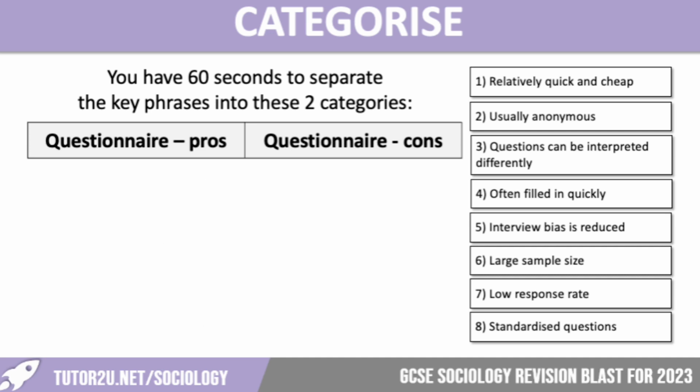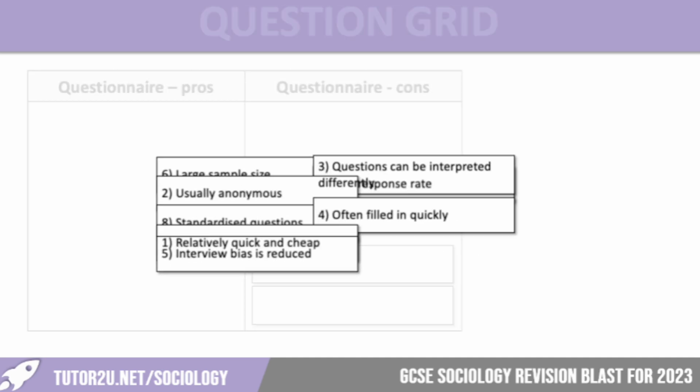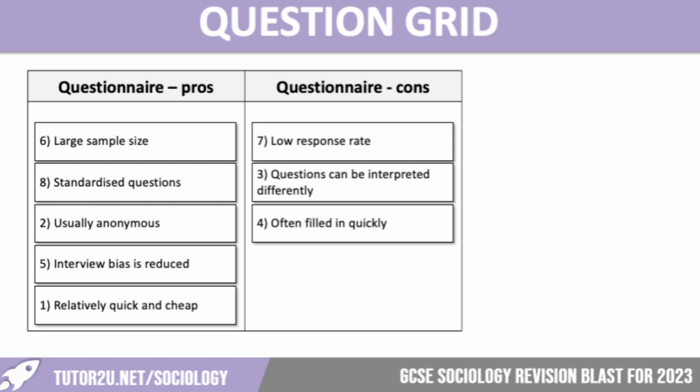Okay, let's see how you got on. So in terms of our advantages, we've got they can allow a large sample size. The standardized questions is really important. They're usually anonymous. Interviewer bias is reduced and they are relatively quick and cheap to conduct, particularly if you use an online survey. And the disadvantages are they have a low response rate. Questions can be interpreted differently, so therefore they're not really useful. And they are often filled in very quickly with not a lot of thought going into them.